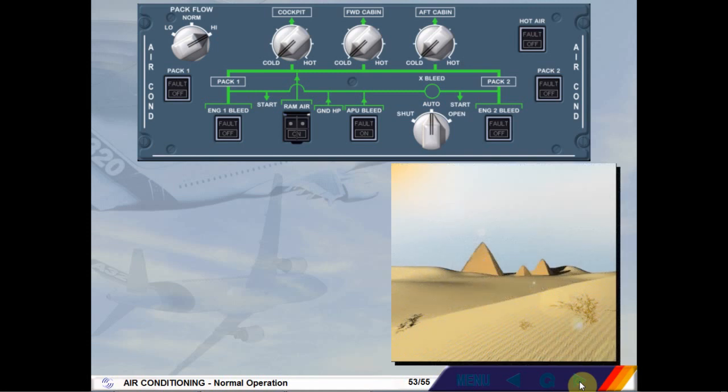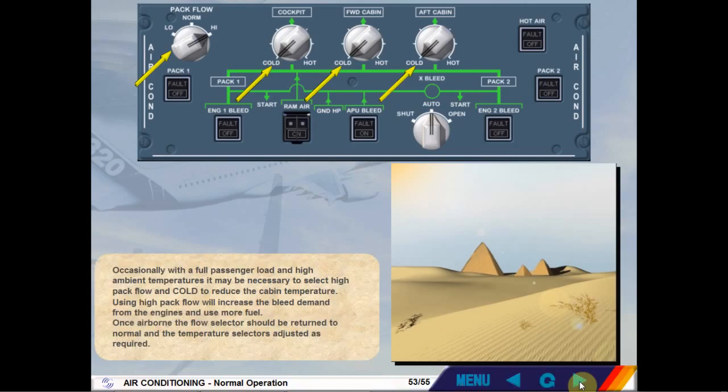Occasionally, with a full passenger load and high ambient temperatures, it may be necessary to select high pack flow and cold to reduce the cabin temperature. Using high pack flow will increase the bleed demand from the engines and use more fuel. Once airborne, the flow selector should be returned to normal and the temperature selectors adjusted as required.